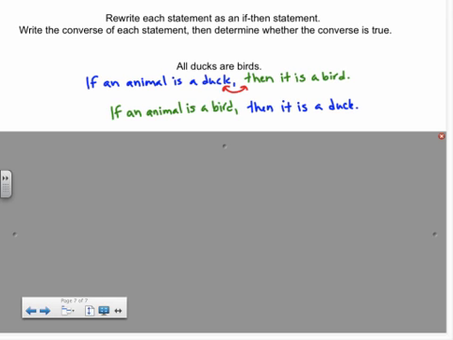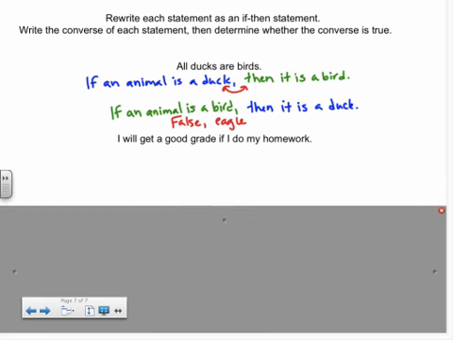And to prove whether this is true or false, remember we talked in chapter 1 about using counterexamples to prove that a statement is false. To find a counterexample for this statement, I would have to pick an animal that is a bird, but not a duck. And I can do that pretty easily, so this one is false, and my counterexample will just be an eagle, but it could be any bird other than a duck.